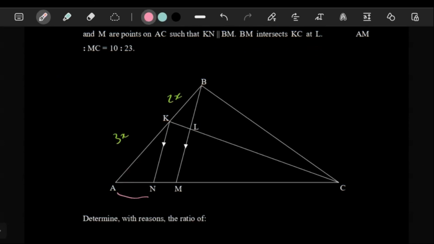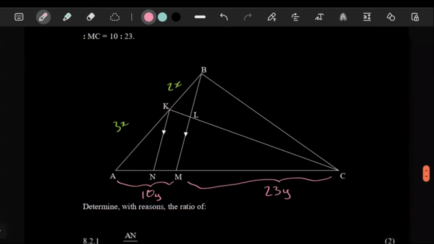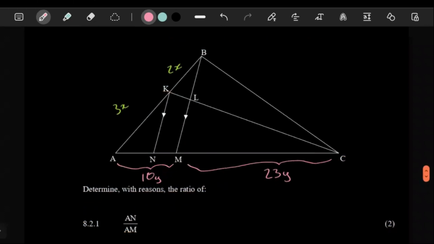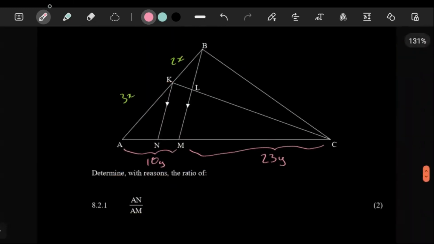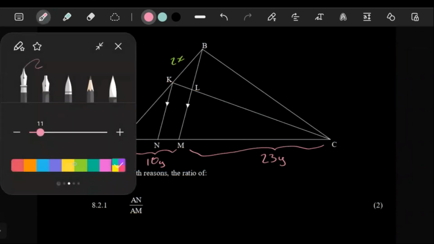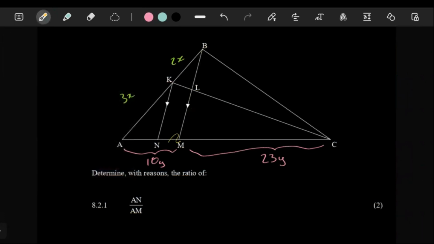This whole thing here, let's just say 10y. MC is 23y. So determine with reasons the ratio of AN and AM. That one is not going to be difficult, because in a situation like this, you're just going to use this portion of your sketch over there.